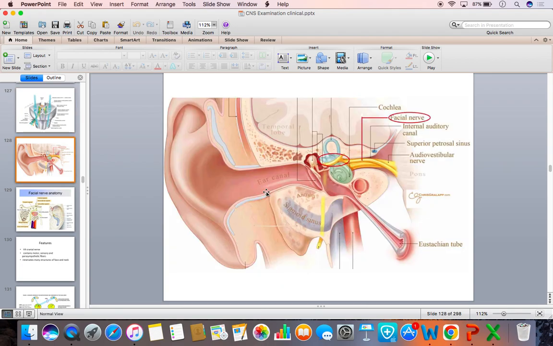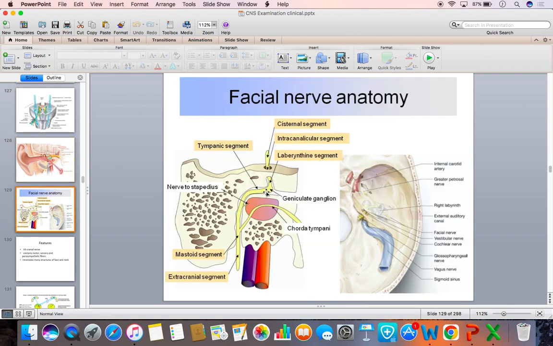And this is the course of the facial nerve in the petrous part of the temporal bone, where it is accompanied by the vestibulocochlear nerve. This is again the facial nerve in the petrous part of the temporal bone, and its course in the facial canal and the branch to the stapedius, and the chorda tympani branch of the lingual nerve joining the facial nerve in order to receive the taste sensations from the anterior two-thirds of the tongue.